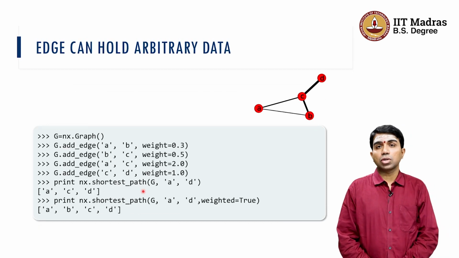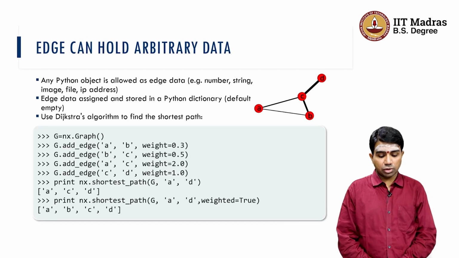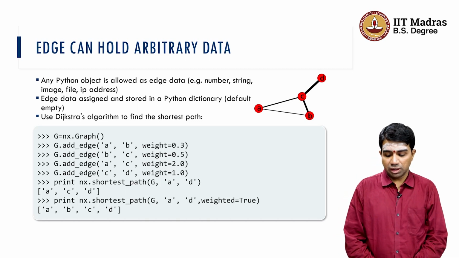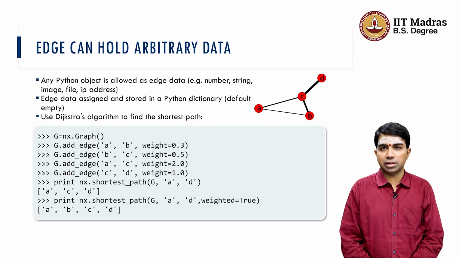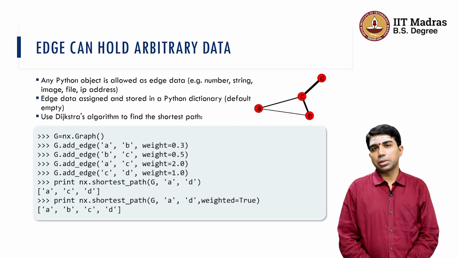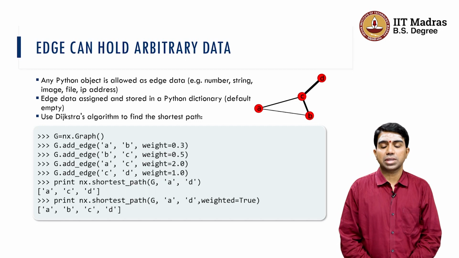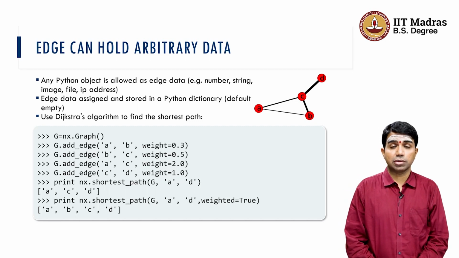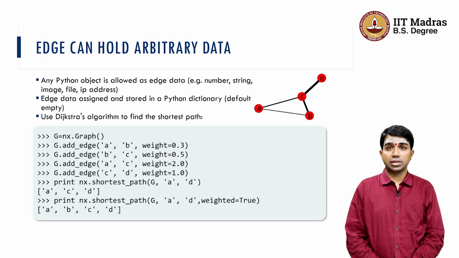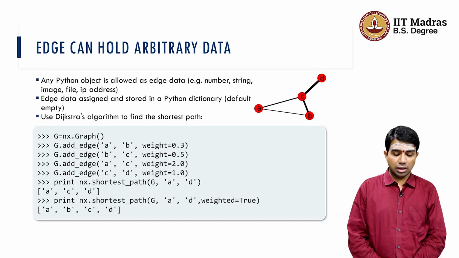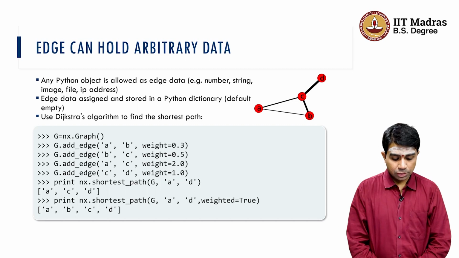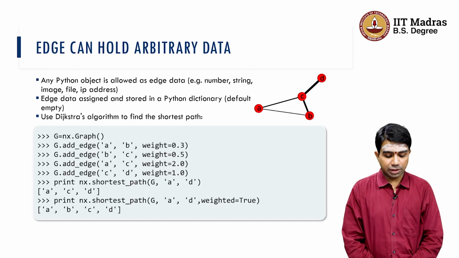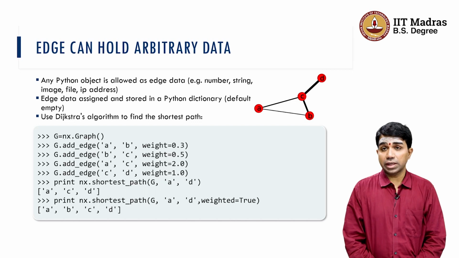And the edges can also hold arbitrary data. So, any Python object is allowed as edge data. It could be a number, a string, a file, an IP address, whatever. Probably the most useful edge data types are numbers and strings, but other objects may also be useful because you may have edges representing more complex objects and things like that. So, the edge data are assigned and stored in a Python dictionary, which is by default an empty dictionary, and you can use various kinds of algorithms.